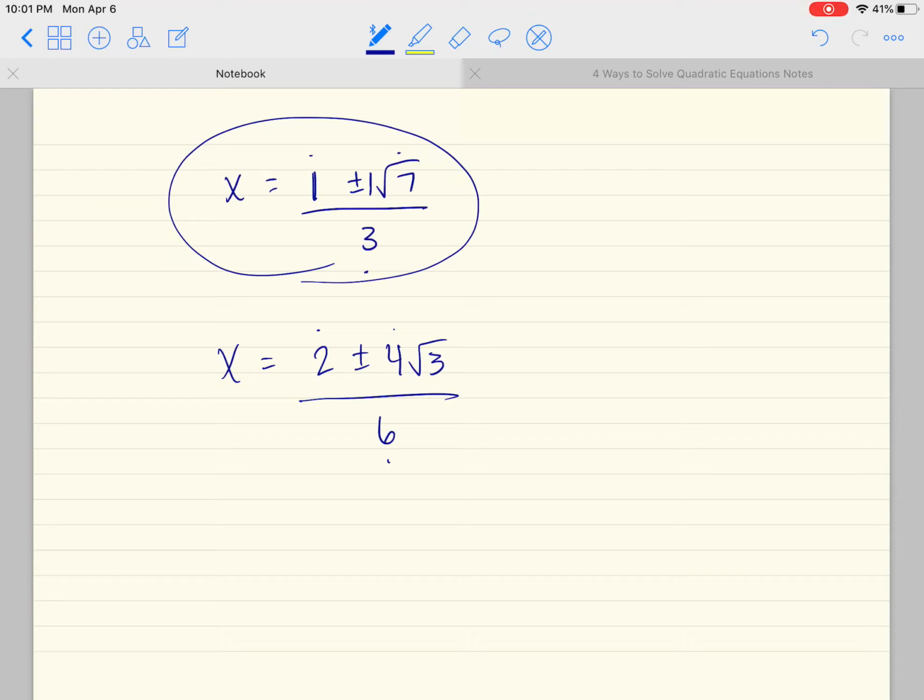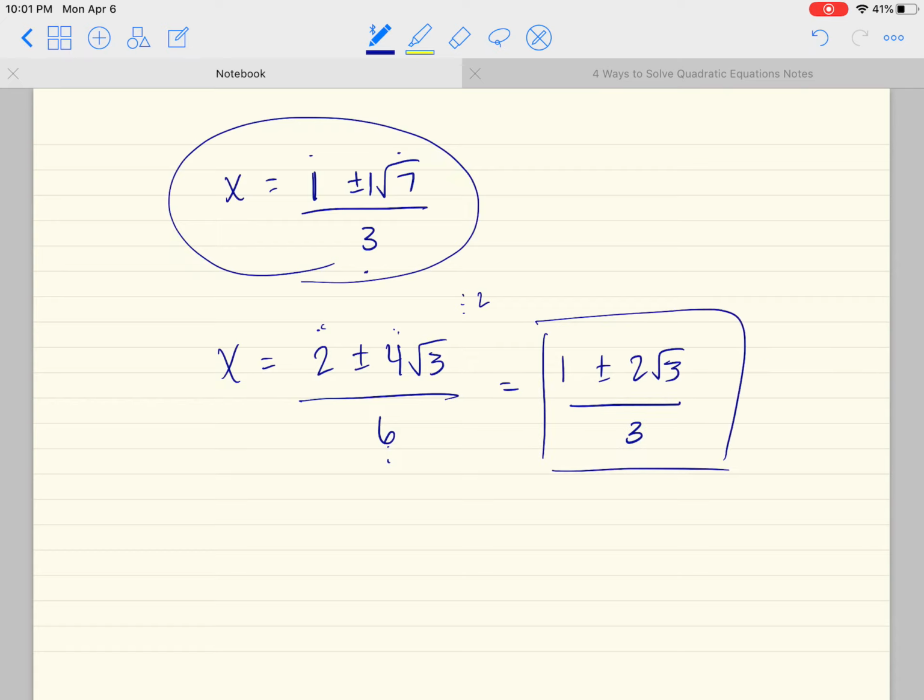But let's say you broke down a radical and you had, not a 1 again, let's say we had 2 here, plus or minus 4 in front of a radical 3, and let's say you had a 6 here. Well, now the 2 and the 4 and the 6 all have something in common, so those could be reduced out. Since these are all divisible by 2, you would divide by 2. So then you'd have 1 plus or minus 2 radical 3 all over 3, and that would be your simplified answer.